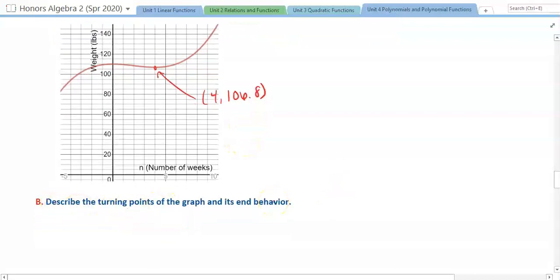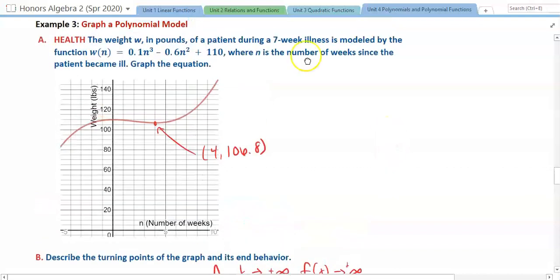The end behavior is that as x goes to positive infinity, the f of x will go to positive infinity as well. We don't really need to talk about the left end behavior because we're talking about a real life problem with the 7-week illness.